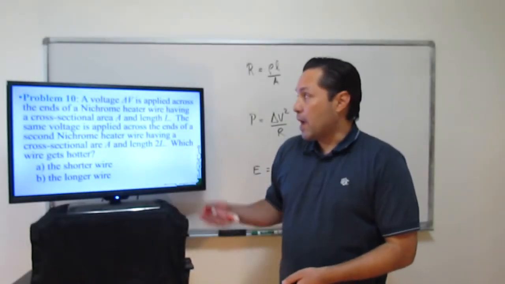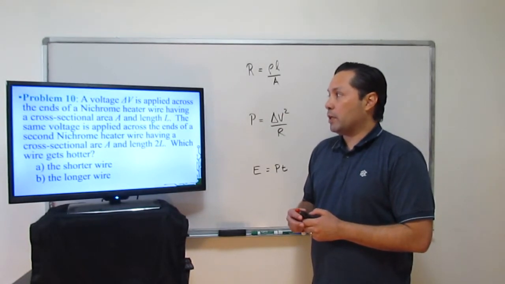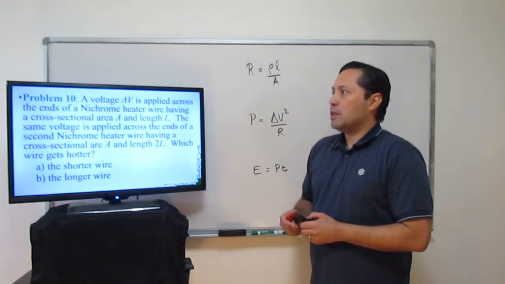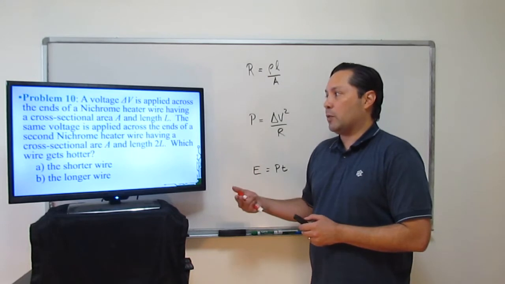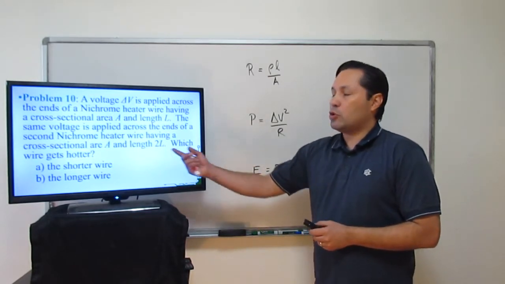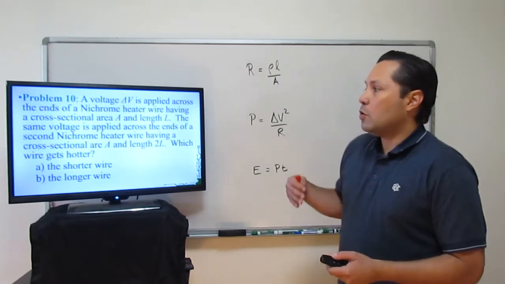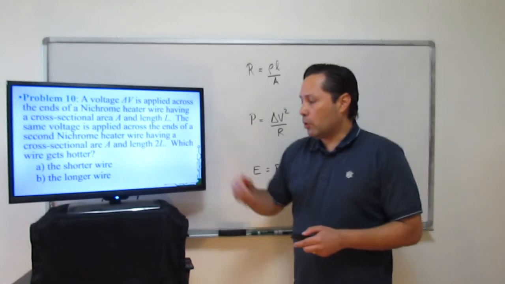In problem 10, we're asked, a voltage is applied across the ends of a nichrome heater wire having a cross-sectional area A and a length L. The same voltage is applied across the ends of a second nichrome heater wire having a cross-sectional area A and a length that is 2L, so twice as long. Which wire gets hotter? Is it the shorter wire or the longer wire?